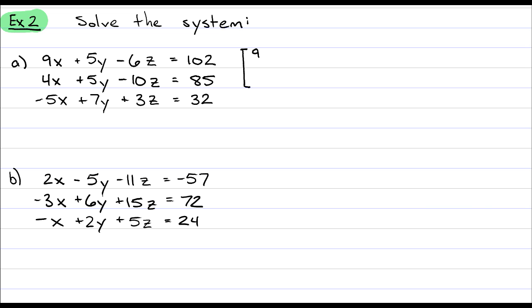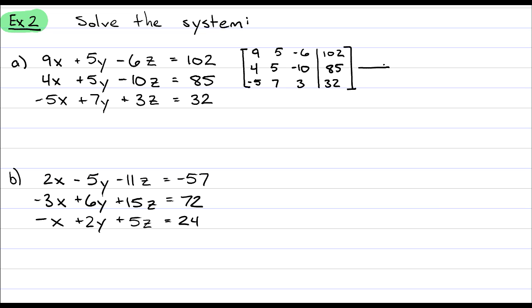So the augmented matrix would look like this. The first row would be 9, 5, minus 6, then I have the bar, 102. And then on the next row, 4, 5, minus 10, 85. Minus 5, 7, 3, 32.